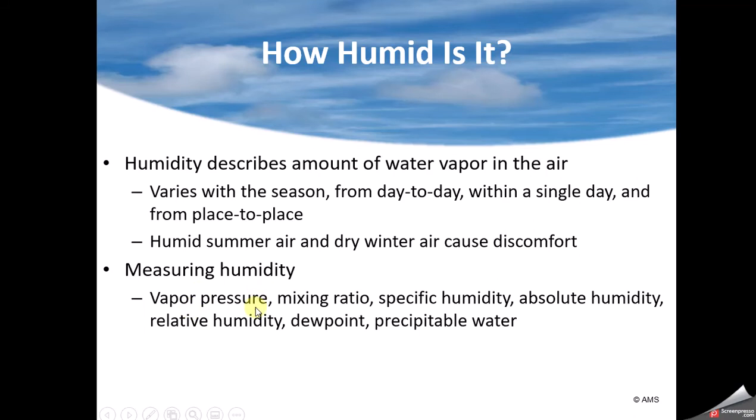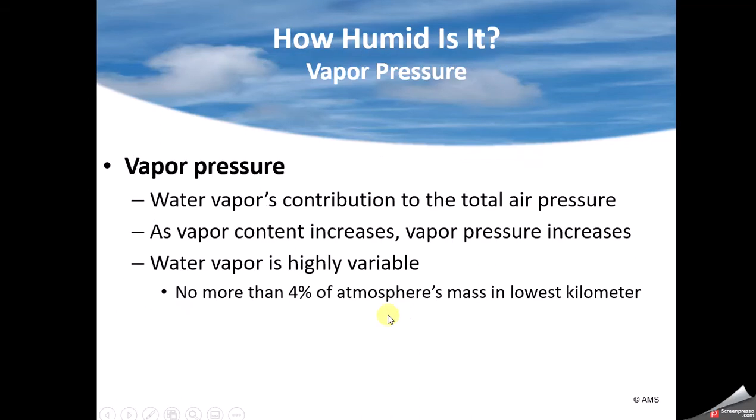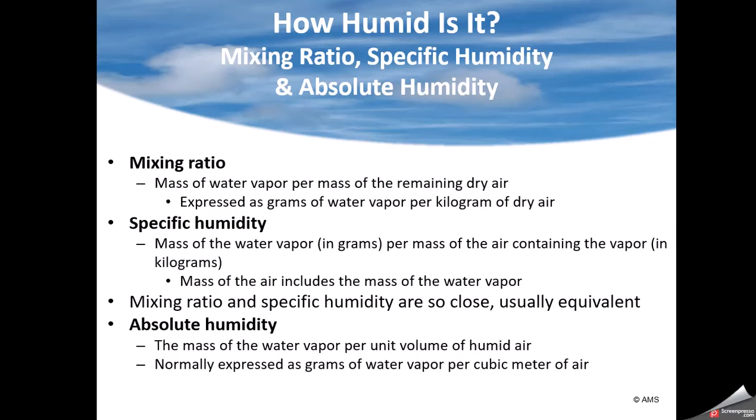Water vapor is a vapor, so it exerts a pressure just like any other gas. Mixing ratio. Basically, it's looking at the total amount of water in a certain amount of air. Specific humidity, absolute humidity, relative humidity, dew point, precipitable water. All terms you're going to see this week. So vapor pressure, like I said, is generally less than 4% of the atmosphere. As vapor pressure increases, the amount of water increases. Mixing ratio is just the mass of water vapor per the mass of remaining dry air.